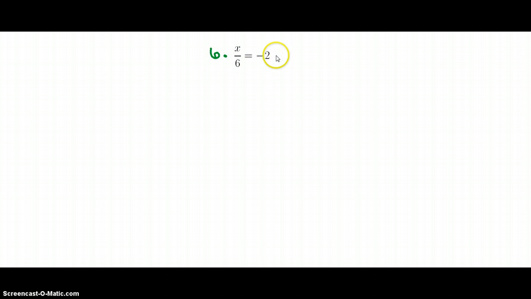But what we do to one side, we have to do to the other side. So we're going to multiply both sides by 6. These 6's here cancel, and we're left with x equals negative 2 times 6. 2 times 6 is 12, and then we have one negative, so it's negative 12. x equals negative 12 is our final answer.